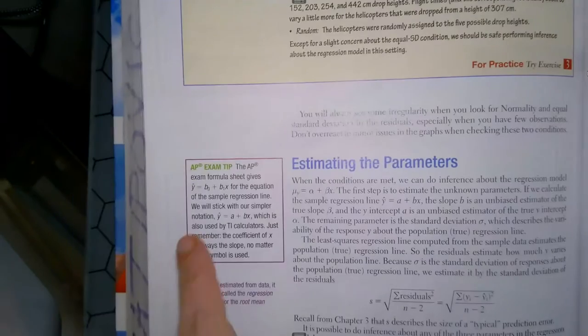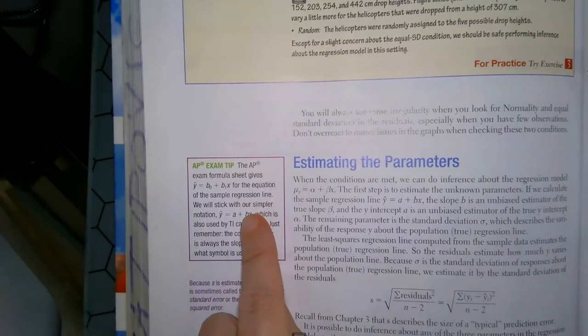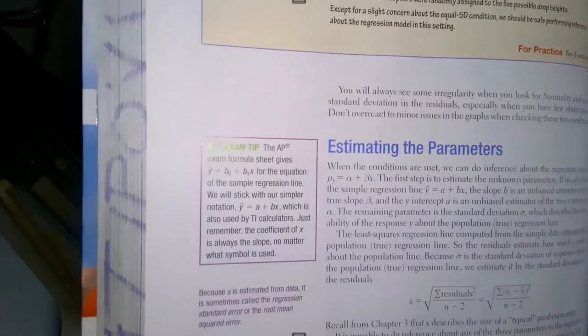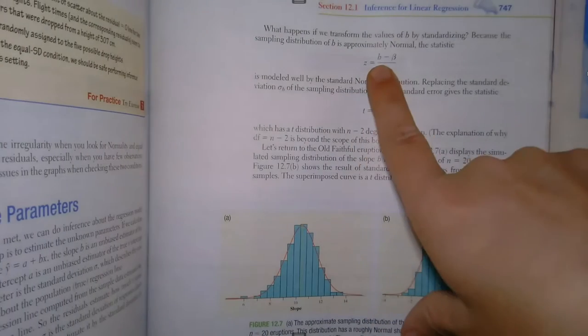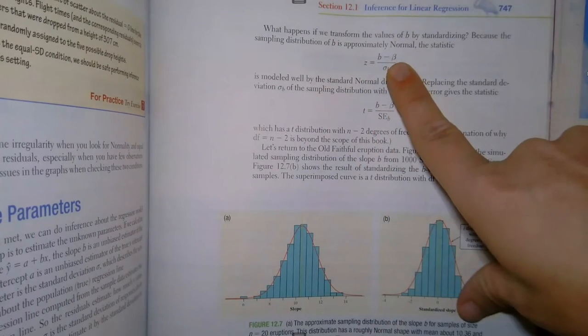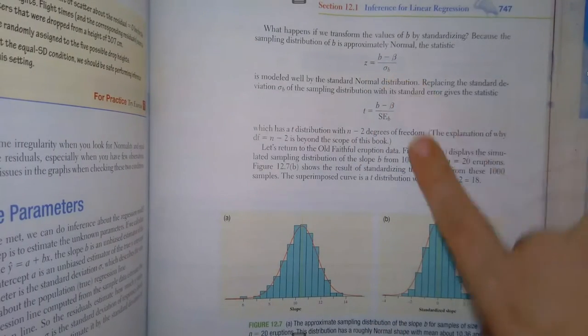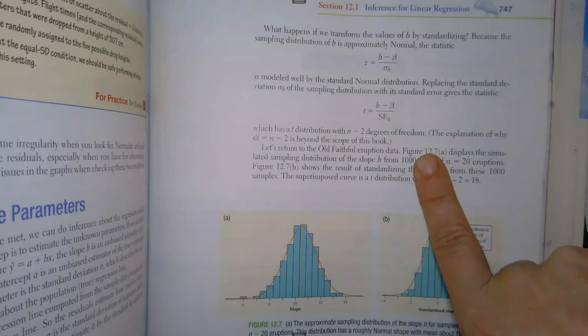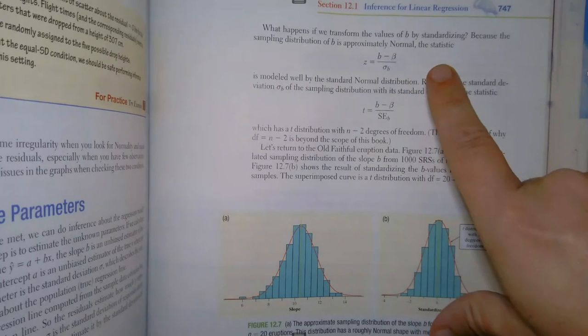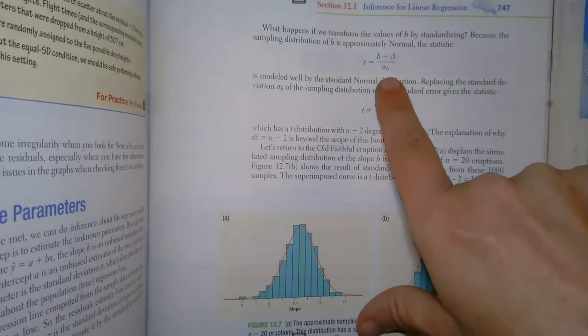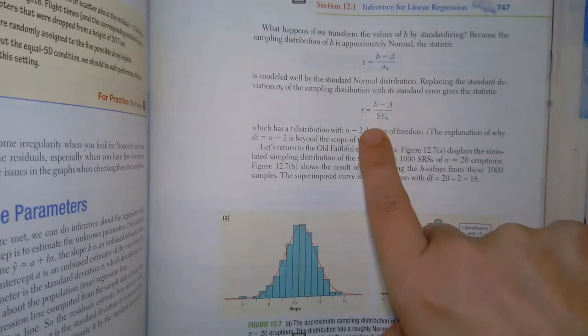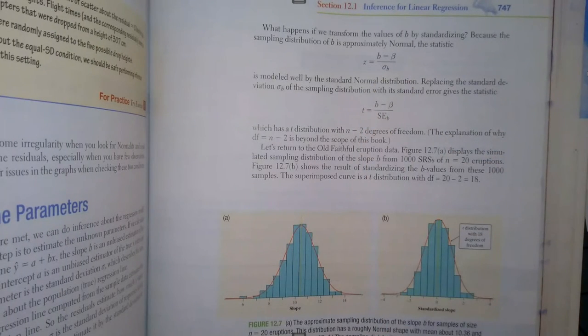Estimating parameters, AP exam tip. Okay, so when you're doing your z-score, the actual slope you got minus the true slope divided by the standard deviation of the slope, model by normal distribution. However, if you don't have access to this number, which is going to happen to us, you're going to have to estimate the standard error.